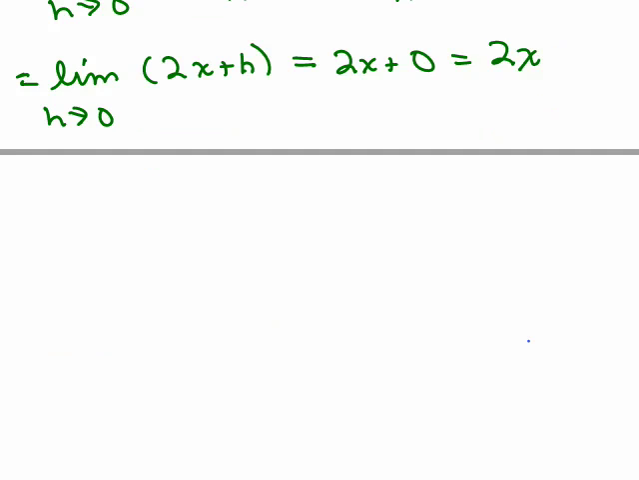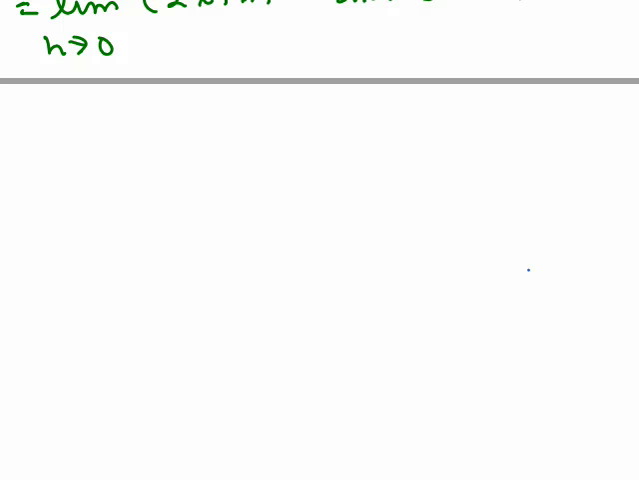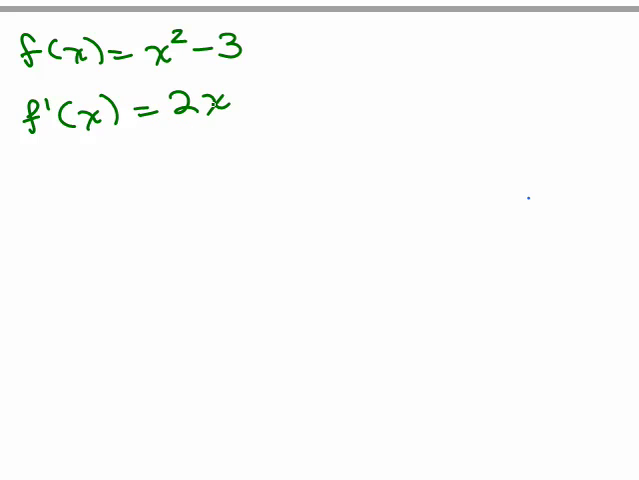All right, so what does this mean? We had this function, f of x equals x squared minus 3, and we now just came out with f prime of x equal to 2x. So what that means is at any point on the curve, if I want to find the slope, I could plug in the x value and it'll tell me the slope. Kind of interesting, don't you think?